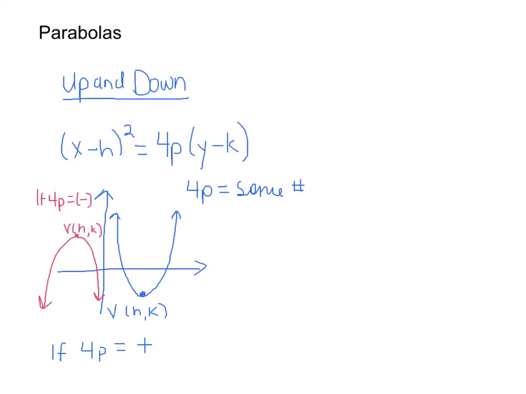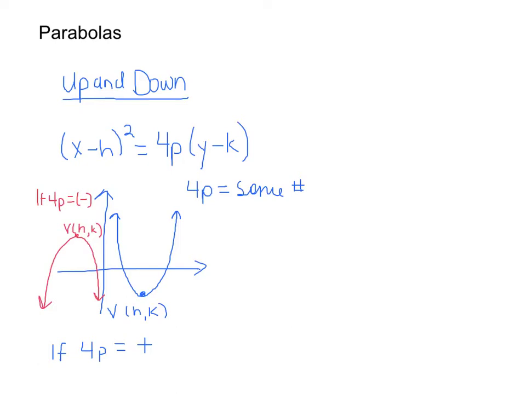Okay, students, today's lesson is on parabolas, and I'm going to combine together the type of parabolas that open up and down and the parabolas that open left to right. So first, looking at the parabolas that open up and down, if you remember from the very first lesson, the standard form for our parabolas that open up and down is (x − h)² = 4p(y − k).